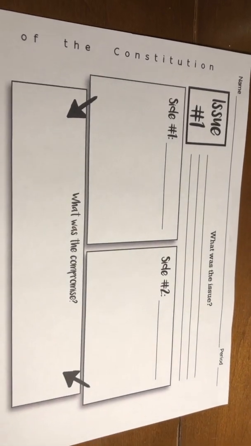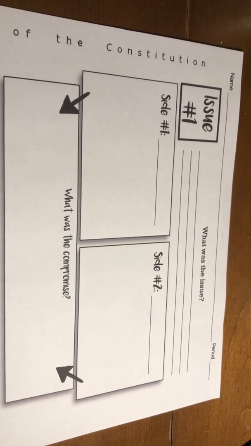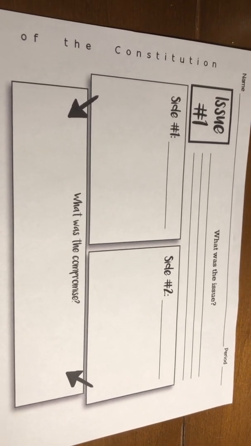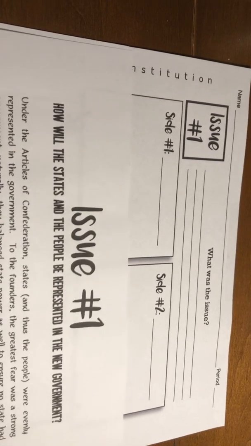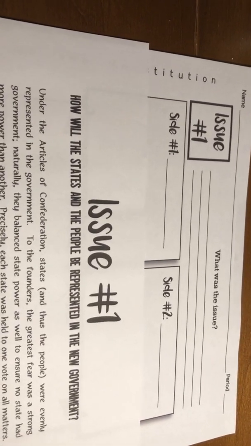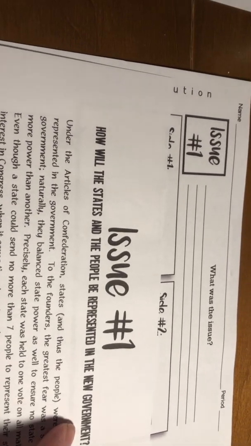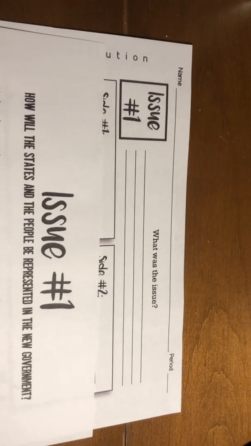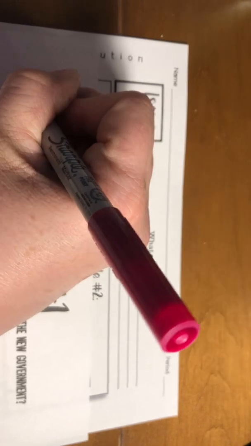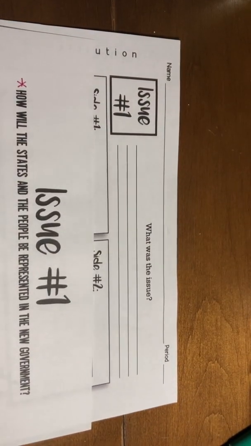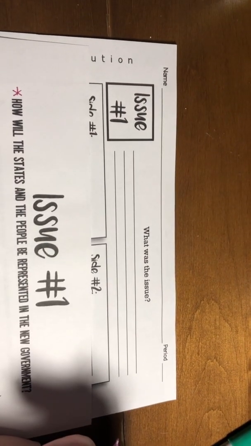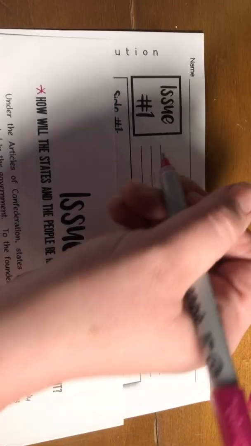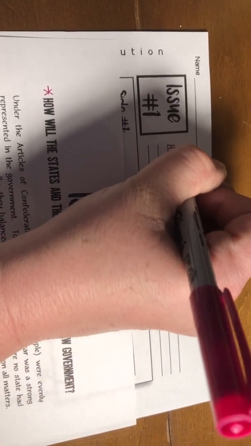So here is your graphic organizer I'm asking you to fill out. Yours, of course, is online. You do not need to print anything. This is just for the sake of the video for me to help you understand. The first thing you can do each time is that the issue is right here. You don't need to come up with anything new, anything exciting. Our issue to be discussed is actually just the title. So what I'm going to do is it says issue 1, how will the states and people be represented in new government? That's really what you write right here.